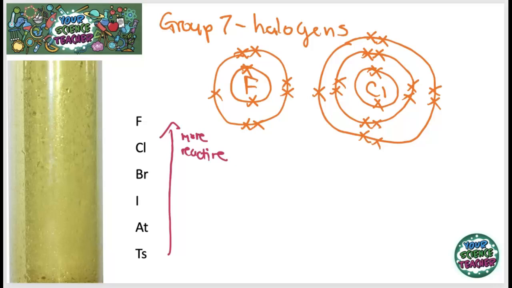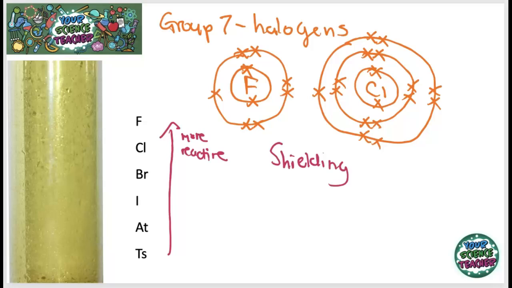And the same logic can be applied, that shielding logic that we've looked at before. If we look at the 2 electron configurations, fluorine has 1 less shell, and the way it's going to react is by gaining an electron, and it's easier for fluorine to gain that electron because the nucleus is closer to the outer shell, so it's easier for it to attract in an electron.